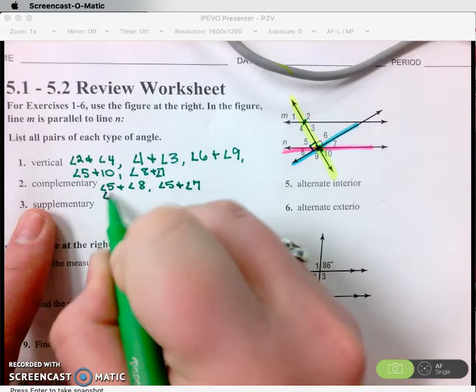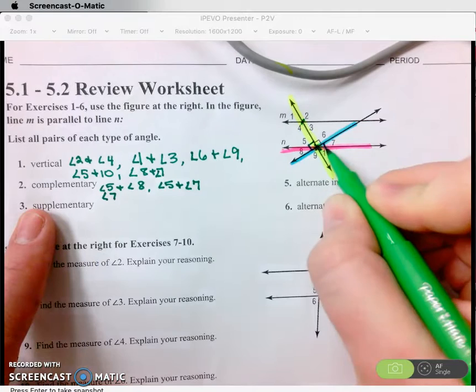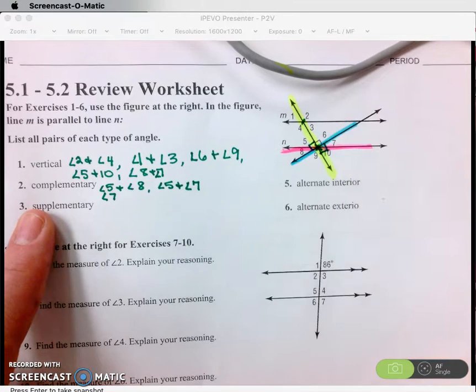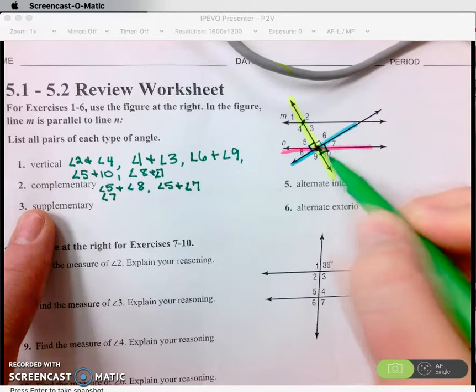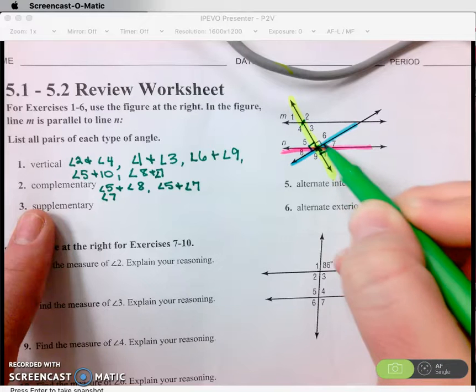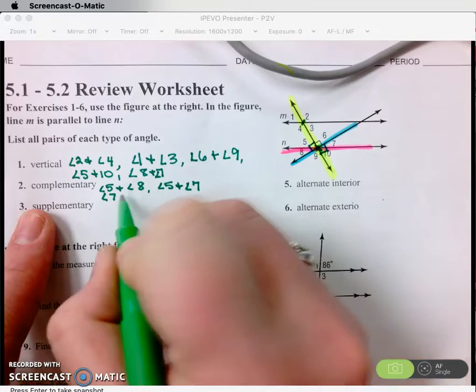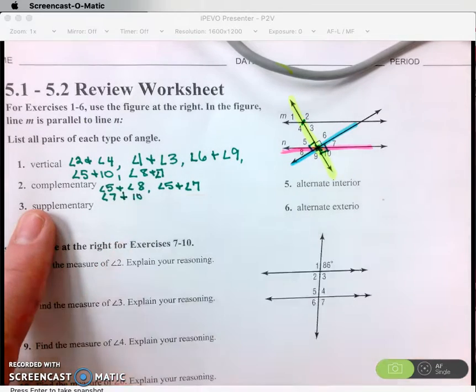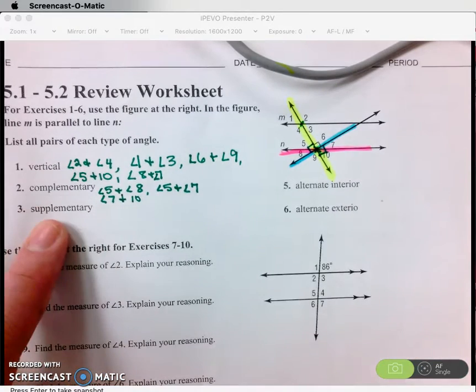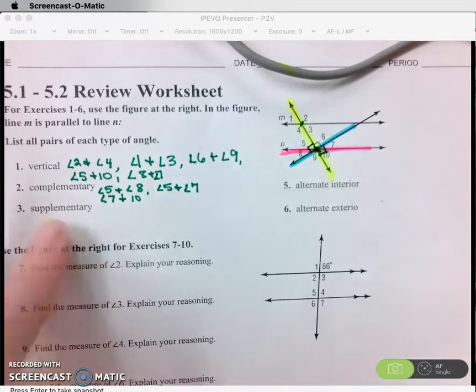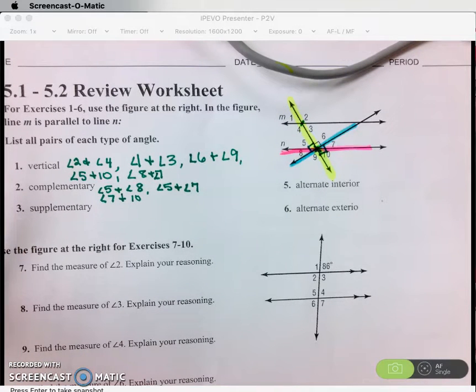That would be a little easier to see, because this creates a straight line. Again, 6, 7, and 10 create this yellow line. So if this is 90 degrees, these other two have to add up to 90 degrees. Okay, supplementary. Supplementary angles, when added together, equal 180. So they create a straight line.